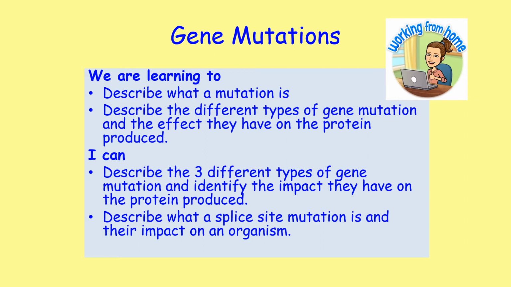By the end of the lesson I want you to be able to describe the 3 different types of gene mutation and identify the impact that they have on the polypeptide and then ultimately the protein produced. I also want you to be able to describe what a splice site mutation is and the impact of splice site mutations on an organism.